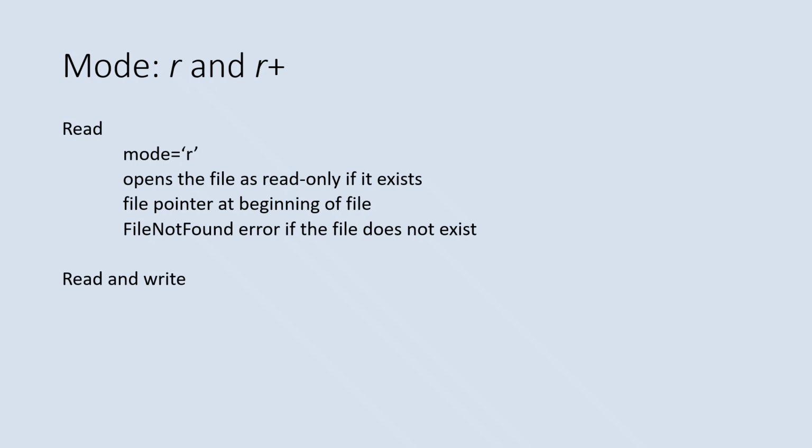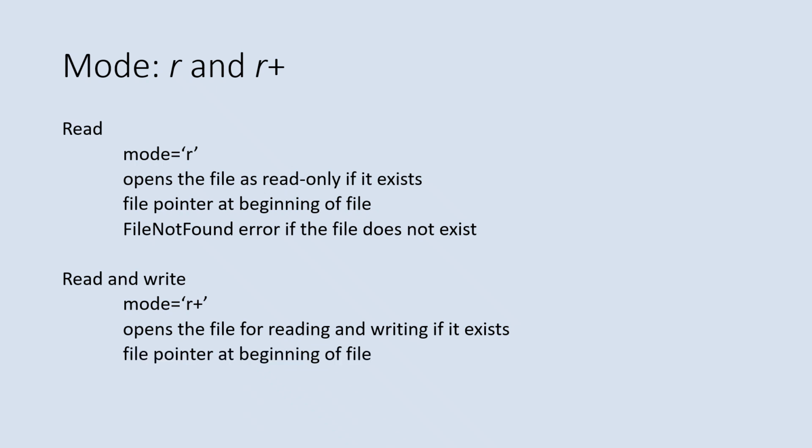The read and write mode, which is R+, so we set the mode to be R+, it opens the file for reading and writing if the file exists. Again, this is an add-on or an extension of the read mode, so the file has to exist first. Again, the file pointer is at the beginning of the file, and you get the same file not found error if the file does not exist. You try to open it for reading purposes, there will be an error if that file does not exist.